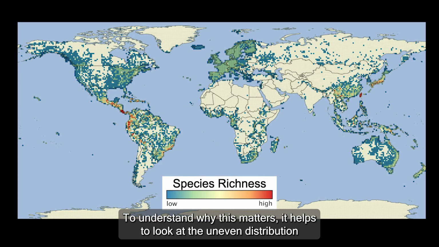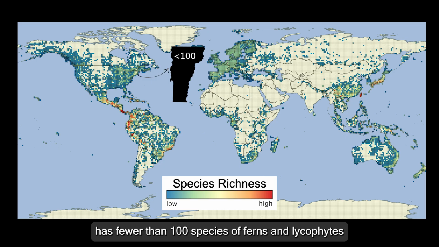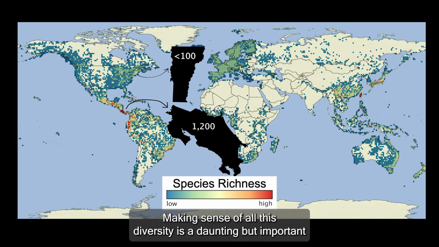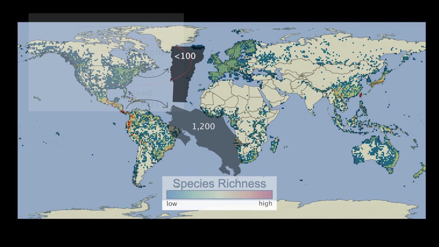To understand why this matters, it helps to look at the uneven distribution of life on our planet. For example, Vermont, where I live, has fewer than 100 species of ferns and lycophytes. Costa Rica, which is only about twice the size of Vermont, has roughly 1,200. Making sense of all this diversity is a daunting but important task for biologists. Why are there so many species in the tropics?